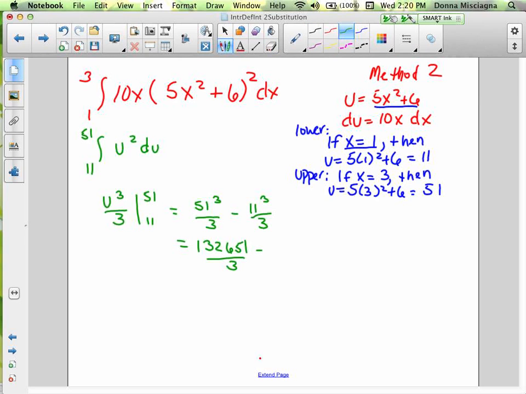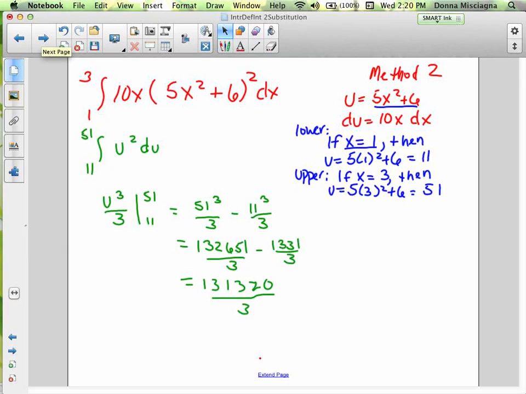132651 divided by 3 minus, and this one was 1331 divided by 3, and that gives us 131,320 divided by 3. That time I did it in my head. And you get the same answer, right? It's just a different technique.